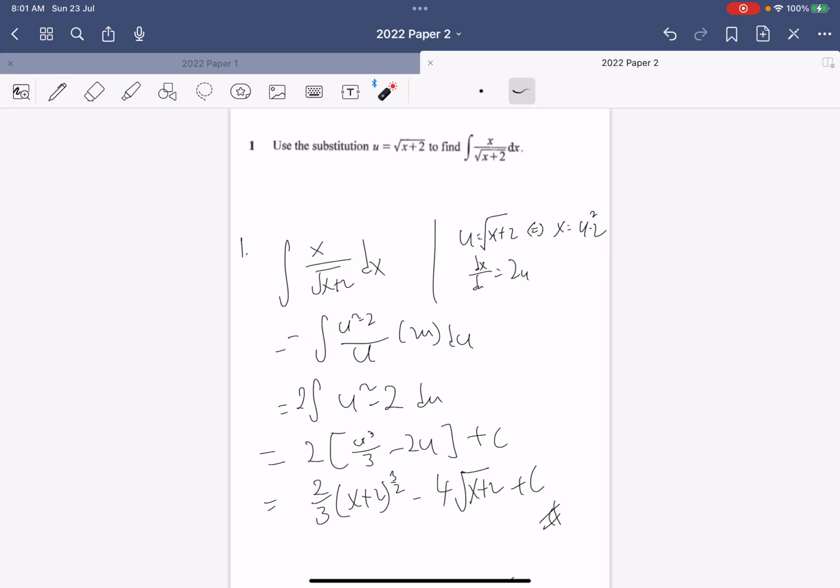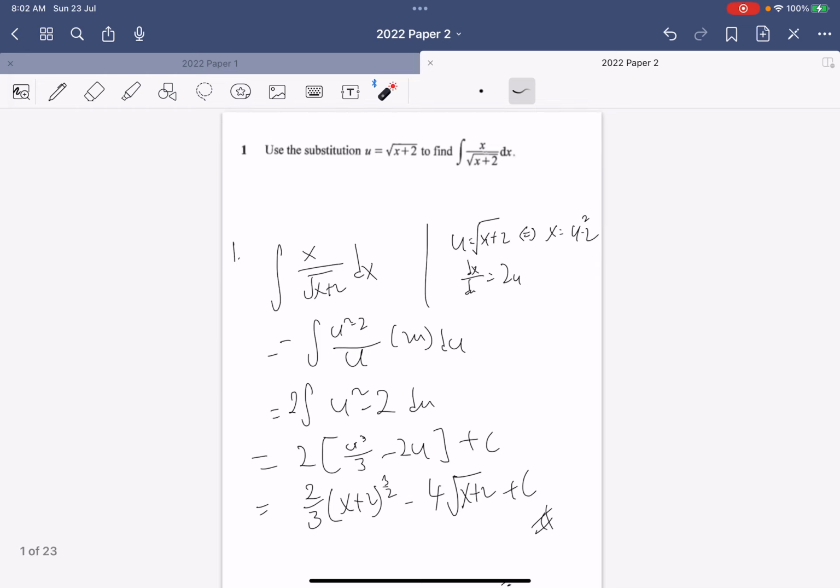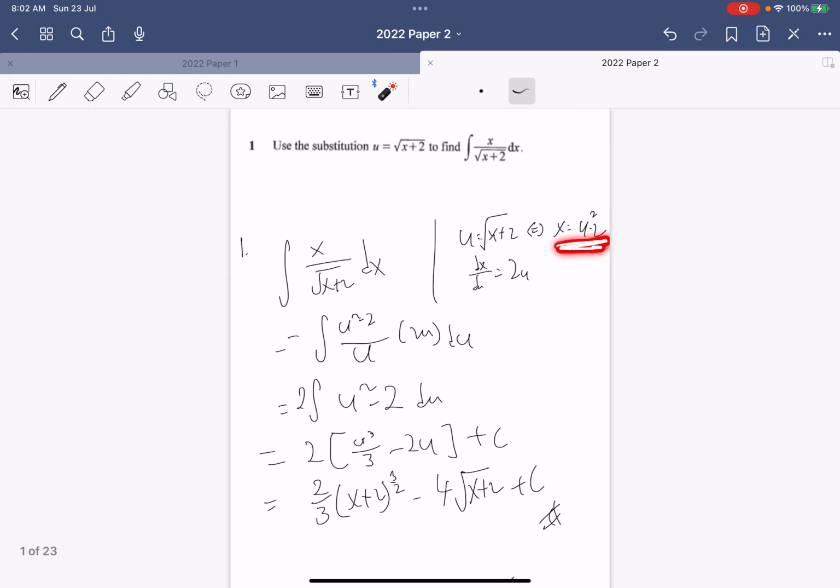What you do is you write your integral on your left and then you have a line, and then you write your substitution on the right. So if u equals square root of x plus 2, it must imply that x equals u squared minus 2. And then dx/du, you just differentiate this, it will be 2u. We'll see why we need this later on.